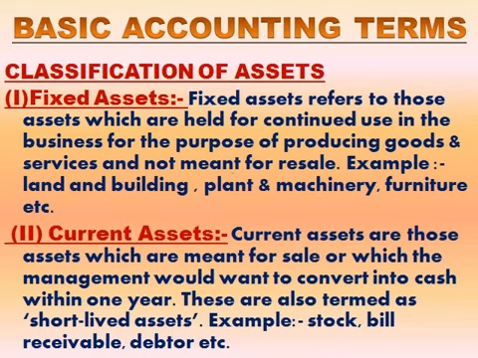Secondly, we will discuss about current asset. Current assets are those assets which are meant for sale or which the management wants to convert into cash within a year. These are also termed as short-lived assets or active assets. Examples of current asset are stock, bills receivable, debtor, etc. Usually, stock and investment are shown in balance sheet at cost or realizable value, whichever is less. Bills receivable and debtor are shown at estimated realizable value, and cash in hand and cash at bank are shown at actual figure.